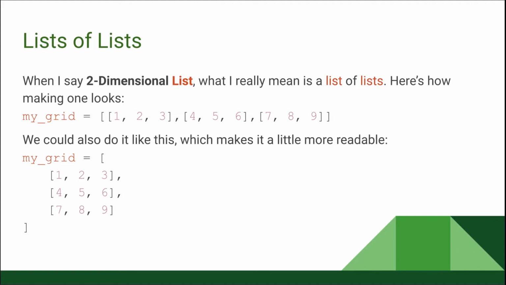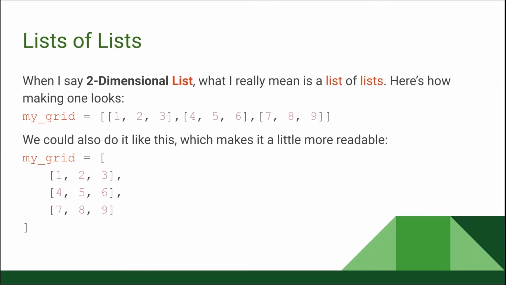So let's talk about what a 2D list actually is. When I say I'm making a 2D list, what I really mean is that I'm making a list where every element in that list is another list. Here's how making one looks. I make my variable, I say it equals a set of square brackets with something inside. I have my element number 1, that's going to be a list. Element 2, also a list. Element 3, also a list. I have 3 elements, all of them are lists within one overall list.